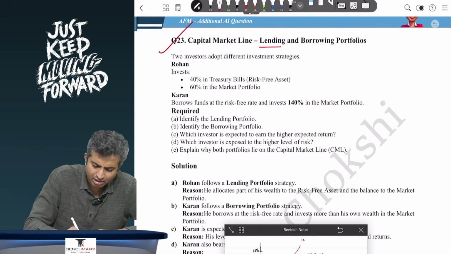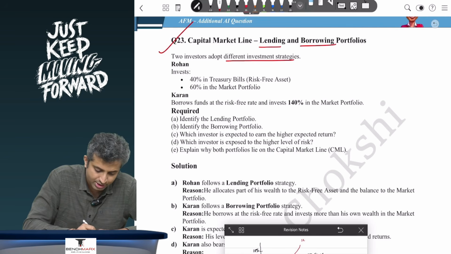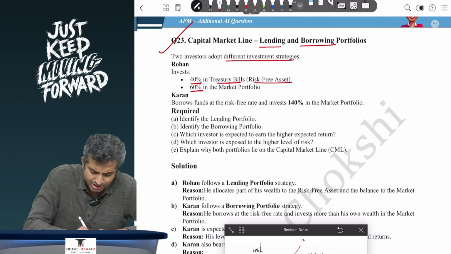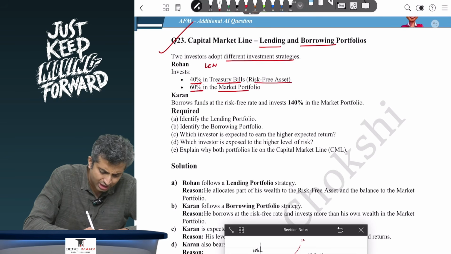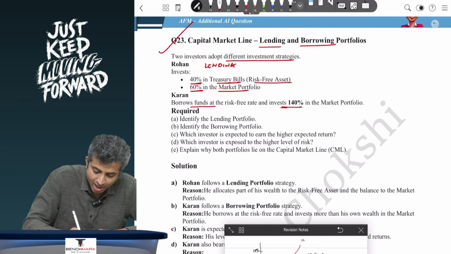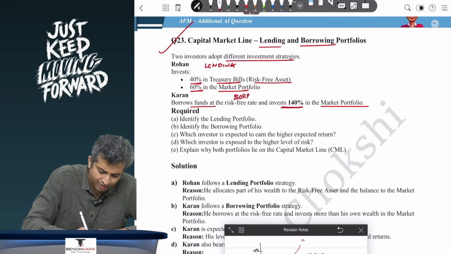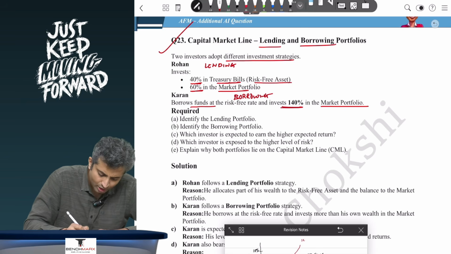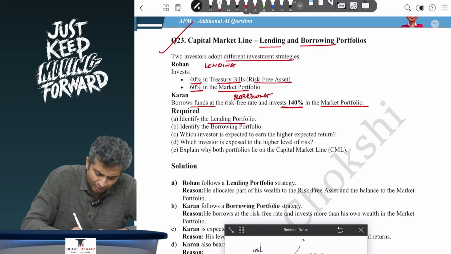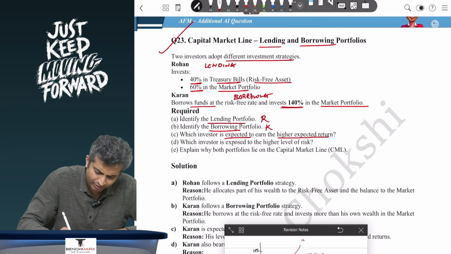Capital market line and lending and borrowing portfolios. Two investors adopt different investment strategies. Rohan invests 40% in treasury bills, that is the risk-free asset, and 60% in the market. So Rohan has a lending portfolio, whereas Karan borrows funds at the risk-free rate and invests 140% in the market portfolio. So Karan, one can say, has a borrowing portfolio. You are required to identify the lending portfolio, maybe Rohan's portfolio, and the borrowing portfolio, maybe Karan's portfolio. Which investor is expected to earn a higher expected return? I would say this is Karan.